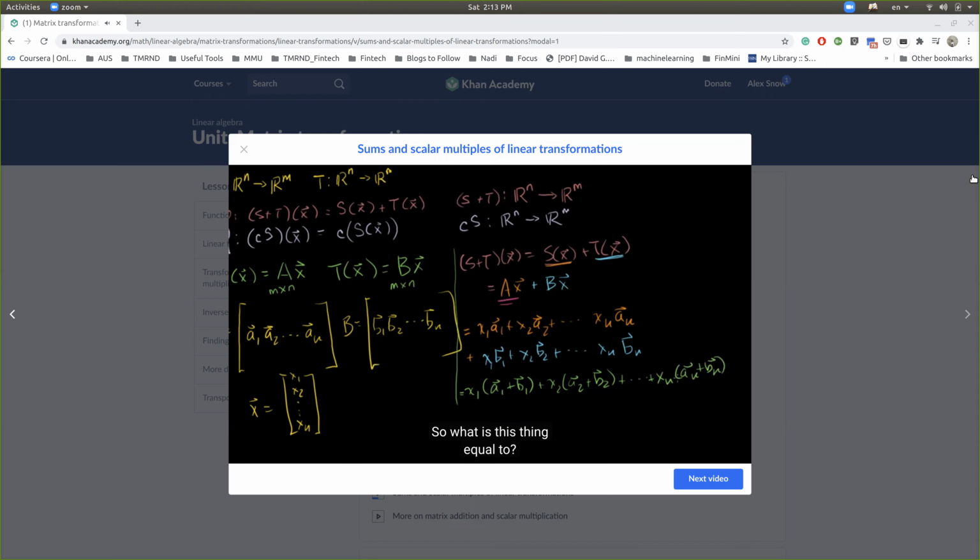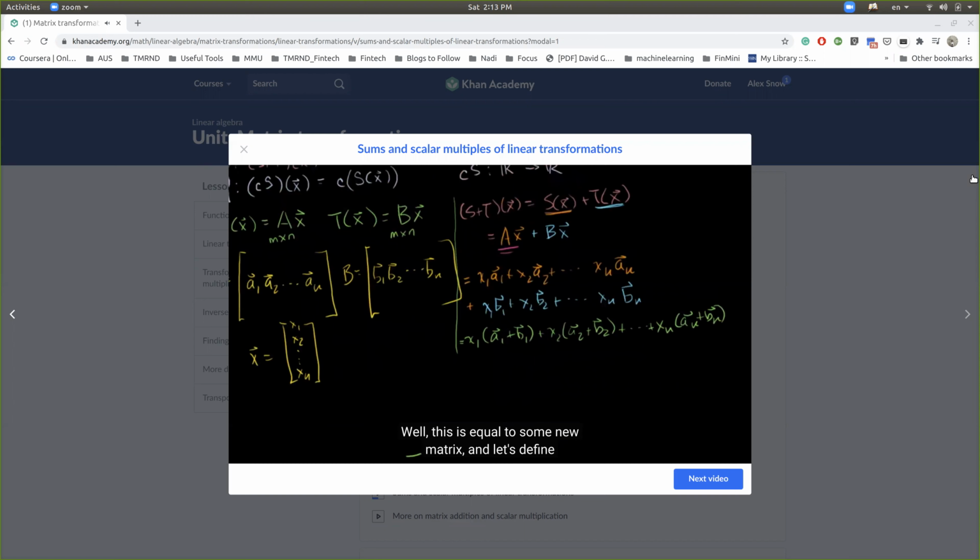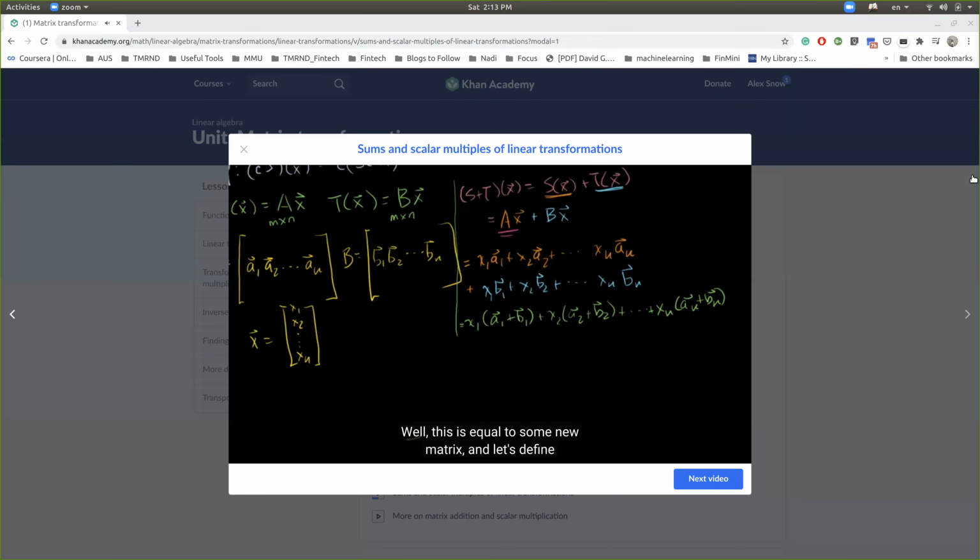So what is this thing equal to? Well, this is equal to some new matrix. Let's define this new matrix. This is equivalent to some new matrix, I'll make it pretty big right here, times our vector x. I'll do the vector x in green. Vector x we know is x1, x2, all the way down to xn.